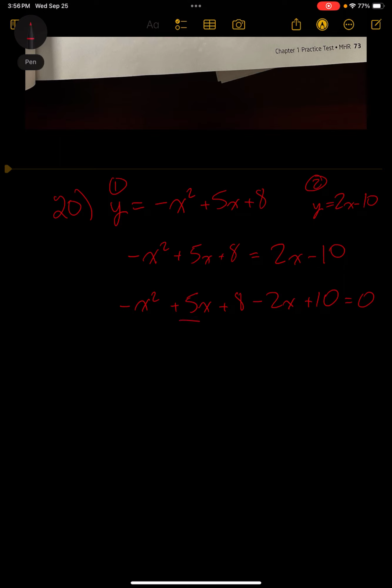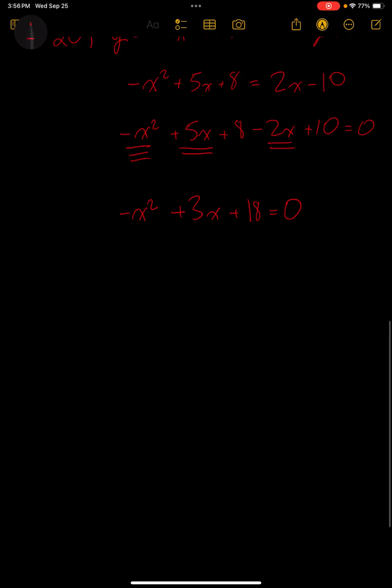So what do we do next? We have 5x minus 2x, we collect like terms. So minus x squared plus 3x plus 18 is equal to 0. Now, what does that mean? We can now get rid of this minus by multiplying both sides by -1. This becomes x squared minus 3x minus 18 is equal to 0.